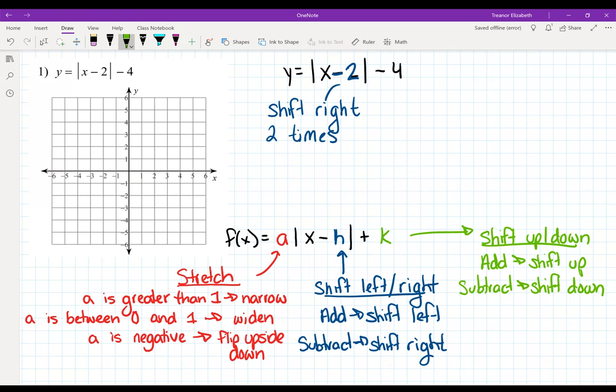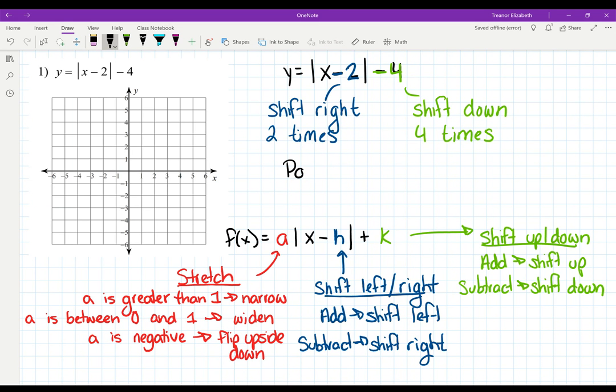Okay. And we have a k, which is minus 4. And this is not going to be backwards, so this is going to shift the graph down 4 times. And what I mean by shift is we're going to physically shift the parent function, and the parent function is always going to look the same.